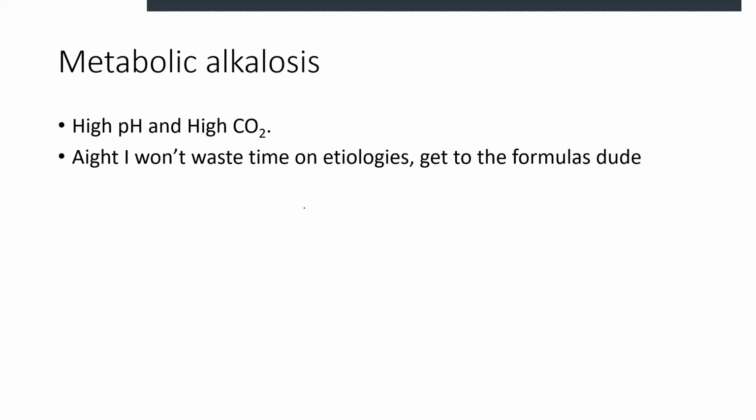So the way you find it is delta PCO2 is equal to 0.7 times delta HCO3. Now all these delta signs mean is the difference between the concentration that we have and the normal. So our expected change in PCO2 equals 0.7 times the expected change in bicarb.